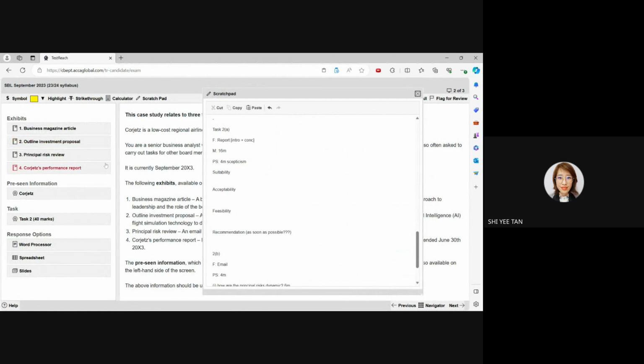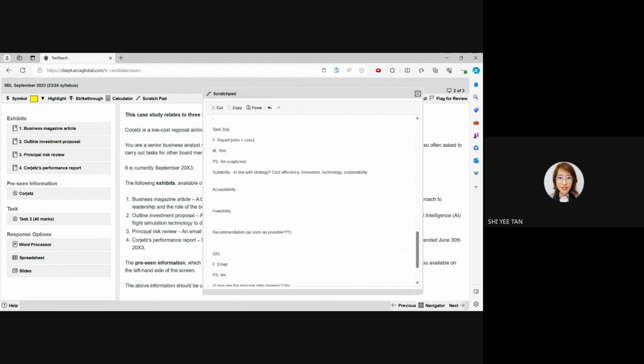Before we read the exhibits, I would like to just record what SAM is. Suitability means in line with strategy. Remember the generic strategy that Corjetz has is low cost. Not only low cost, they want to achieve cost efficiency. They want to go for innovation, technology, and also sustainability. These are the values they want to pursue. So whether this AI is suitable to this or not.